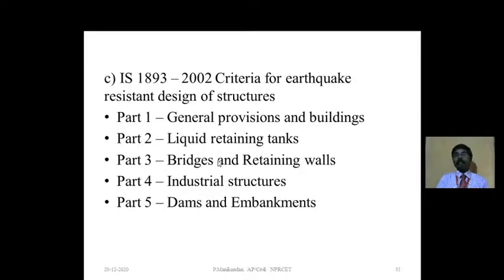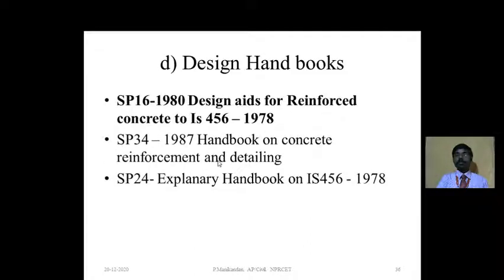Here in part 1 they have mentioned the general provisions and buildings. Part 2 is for liquid retaining structures like tanks. Part 3 is for bridges and retaining walls. Part 4 is for industrial structures. Part 5 is for dams and embankments. And the design handbooks that we are using are SP 16 1980, SP 34 1987, which is the handbook on concrete reinforcement and detailing, and SP 24, which is the explanatory handbook.